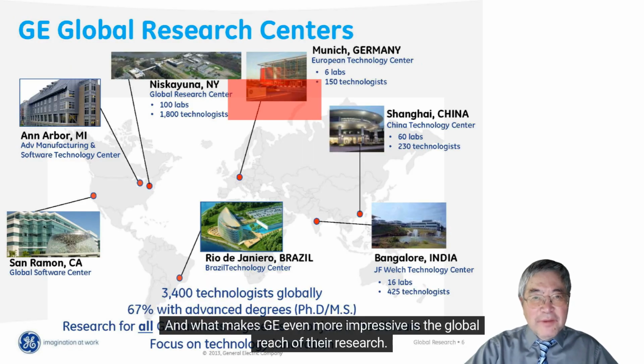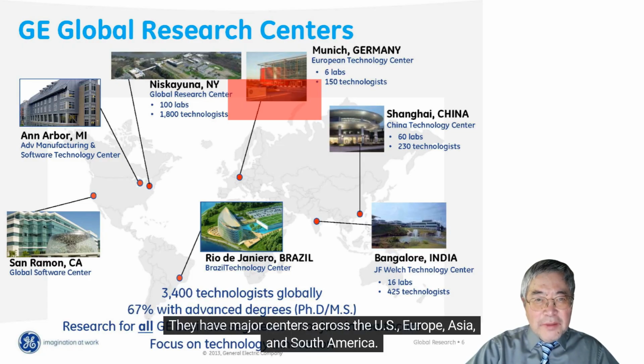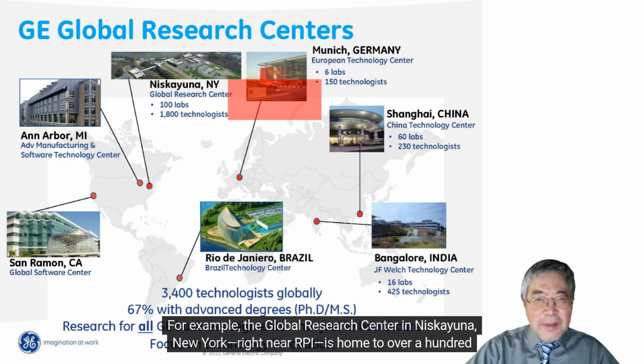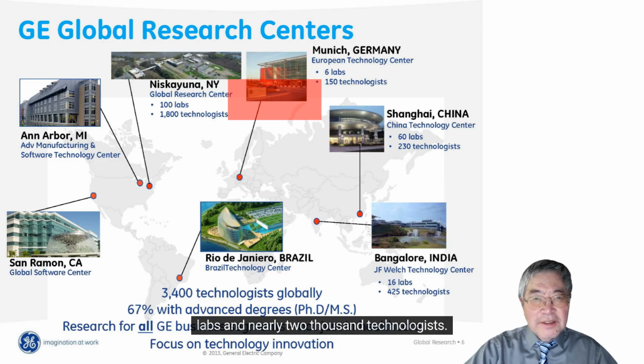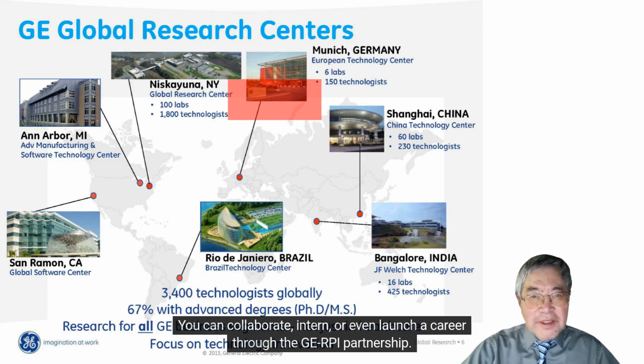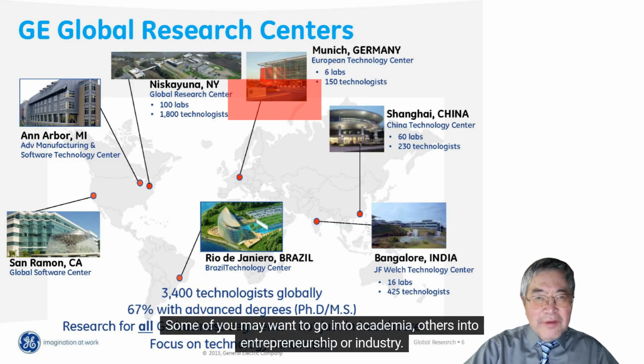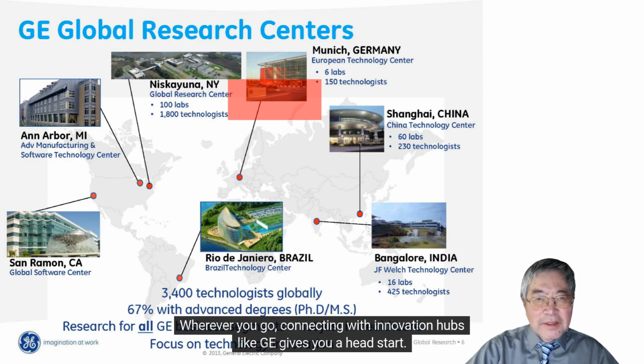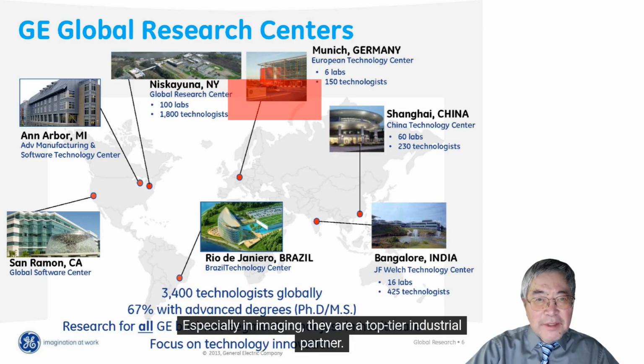And what makes GE even more impressive is the global reach of their research. They have major centers across the US, Europe, Asia, and South America. For example, the Global Research Center in Niskayuna, New York, right near RPI, is home to over 100 labs and nearly 2,000 technologists. For a student interested in imaging, that's a golden opportunity. You can collaborate, intern, or even launch a career through the GE RPI partnership. Some of you may want to go into academia, others into entrepreneurship or industry. Wherever you go, connecting with innovation hubs like GE gives you a head start. Especially in imaging, they are a top-tier industrial partner.